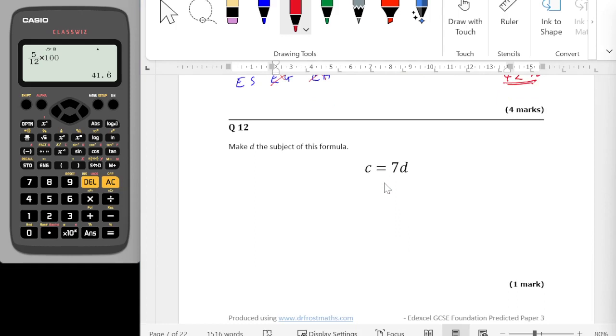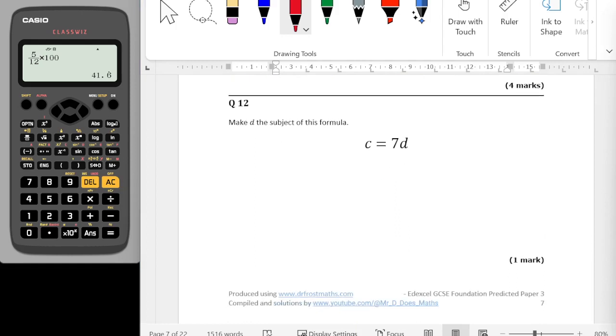Okay, question 12. Make D the subject. So making D the subject means I want to have it as, in the end, D is equal to. So I need to get rid of the times by 7 on the D, so I'm going to divide by 7 on both sides. That gives me C over 7 is equal to D, so D is going to be equal to C divided by 7.